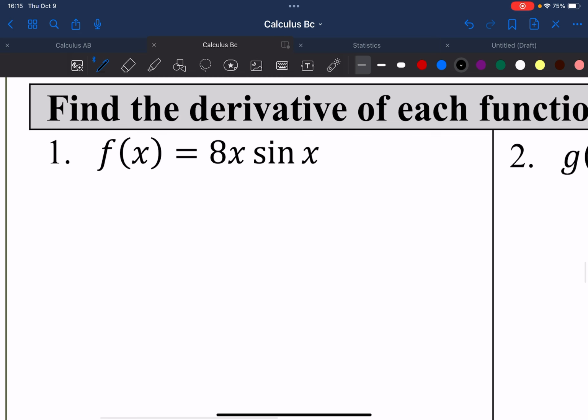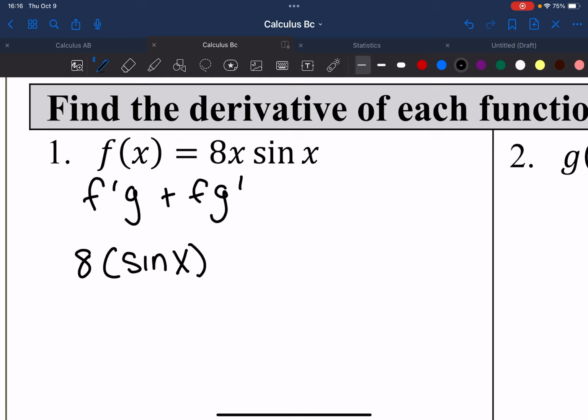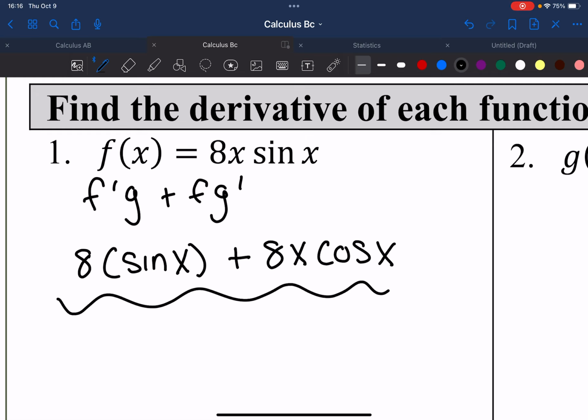So notice here we have two functions being multiplied, 8x times sine x. So if we do f prime g plus fg prime, we take the derivative of 8x, which is 8, times g, which is sine x, plus f, which is 8x, times the derivative of sine, which is cosine x. This entire thing would be the derivative.